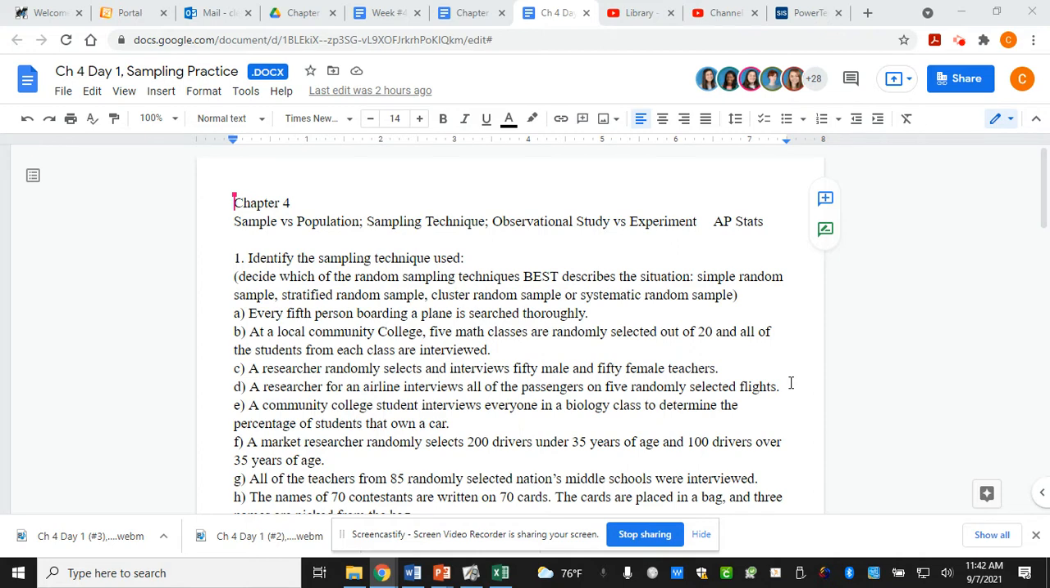A market researcher randomly selects 200 drivers under the age of 35 and 100 over the age of 35. That's what? Stratified. I split it by age group and then selected some from each.